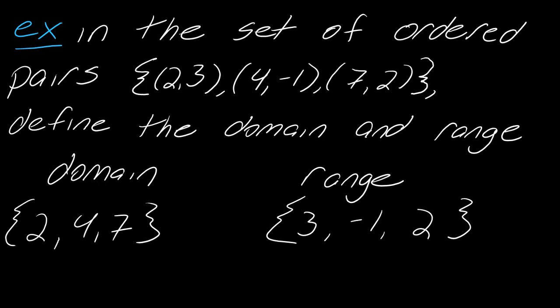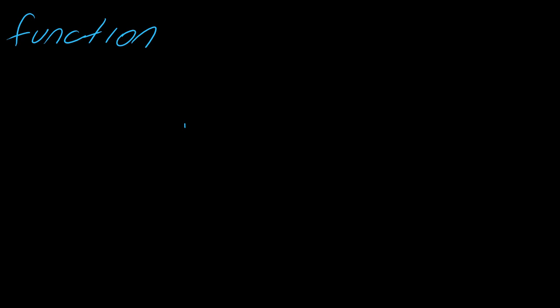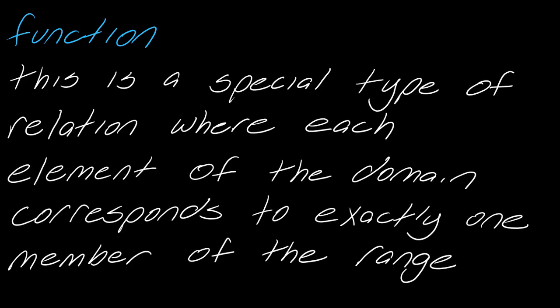Okay, so we have the general concept of a relation, and so now we can talk about what a function is. A function is a special type of relation where each element of the domain corresponds to exactly one member of the range. And this is one of those times where this sounds like a really stuffy math definition, where it's kind of like, okay, what does that even mean? So I think this definition is actually a lot easier to visualize.